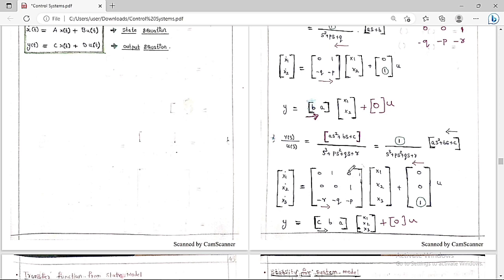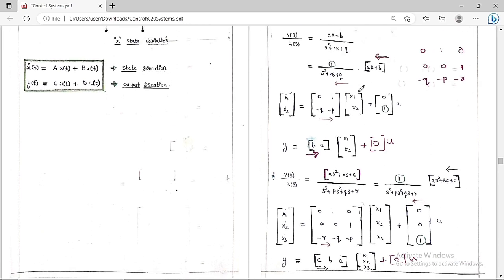So therefore, if you see clearly, it is a third order system, so matrix A is 3 by 3. Yet this one is a second order system, so matrix A is 2 by 2. These things you always have to keep in your mind. So just by seeing the transfer function, we can write the state model equation like this.